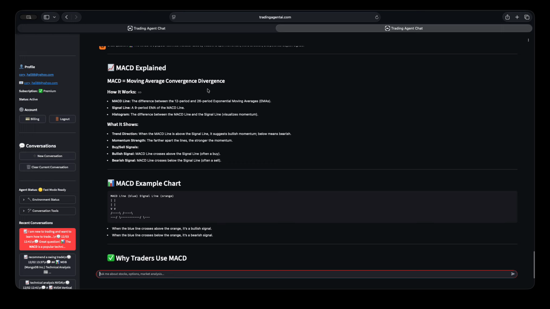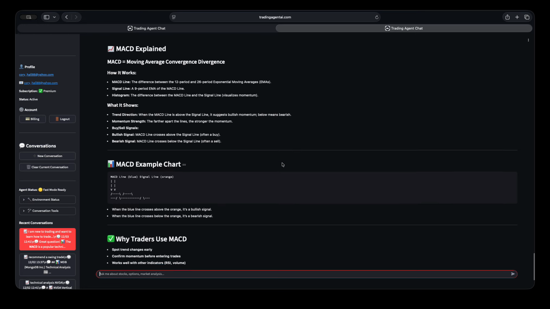And what it shows is trend direction. When the MACD line is above the signal line, it suggests bullish momentum. Below means bearish. The farther apart the lines, the stronger the momentum. And so people can use this for buy-sell signals. When the MACD line crosses above the signal line, it's often a buy. The bearish signal is when it crosses below the signal line.